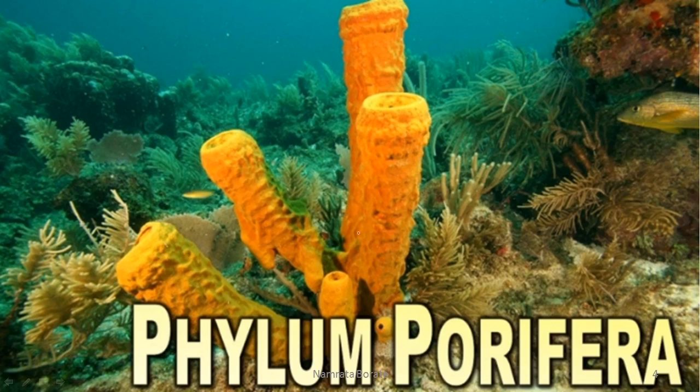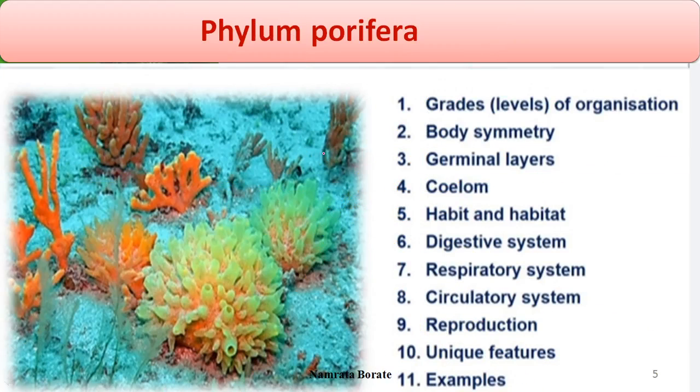First of all, we see the first phylum, that's Phylum Porifera. When we see the characteristics of Phylum Porifera, we study them in relation to these 11 characteristics. The first one is grades, or the level of organization. Second one is body symmetry. Third one is germinal layer. Fourth one is body cavity, that's coelom.